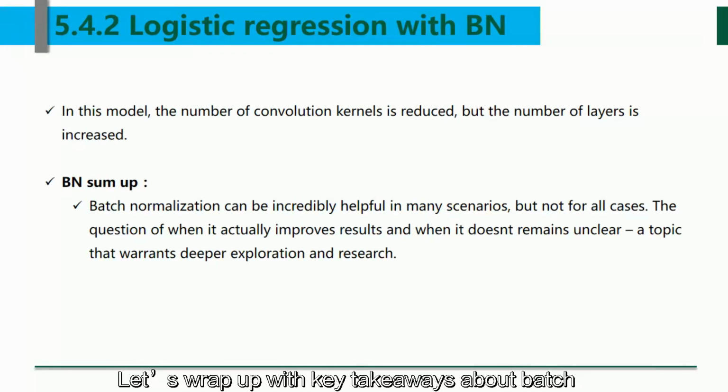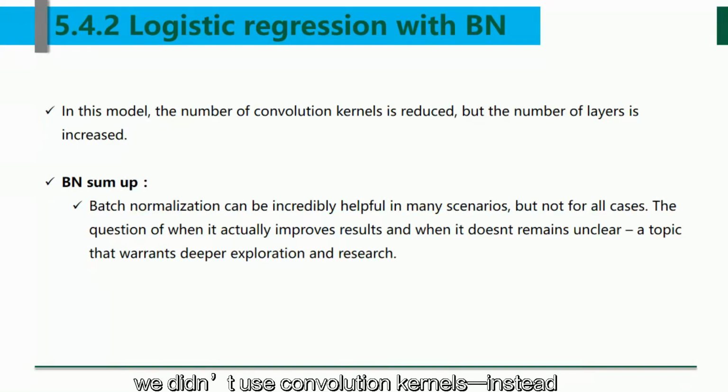Let us wrap up with key takeaways about batch normalization. Model adjustment: in our example, we didn't use convolution kernels. Instead, we added a BN layer to a simple logistic regression model. This shows BN can be used in different model structures, not just deep CNNs.